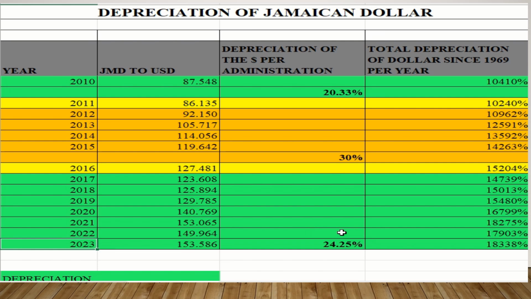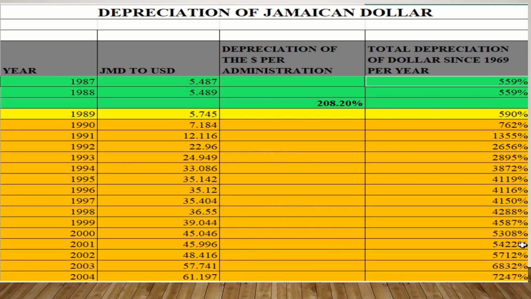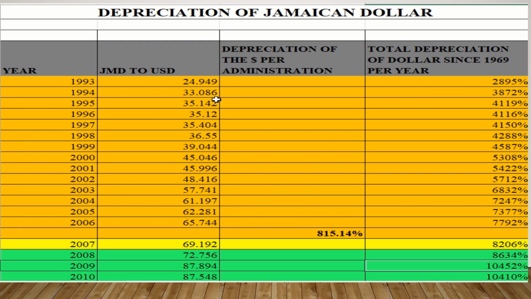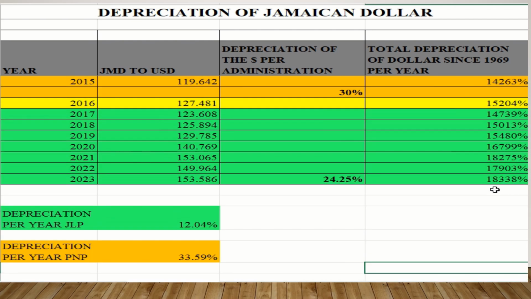But this is the important number right over here. In 2023, the dollar had depreciated by 18,338% since its launch in 1969, where it was valued at 0.833. So since its launch in 1969 at 0.833 to 1 US dollar, the dollar has depreciated by 18,338%.